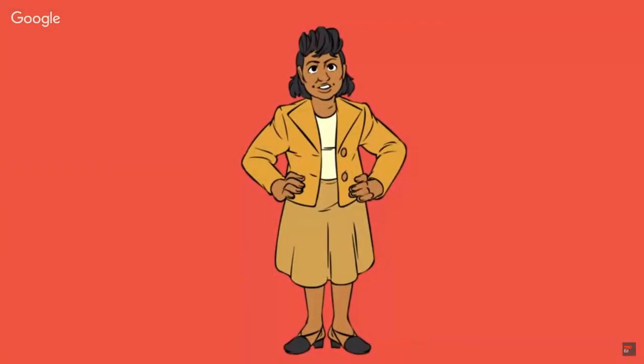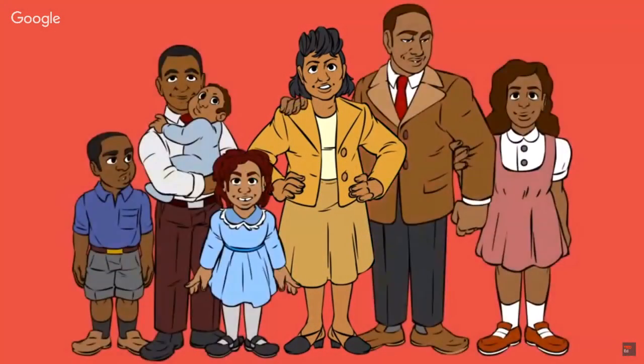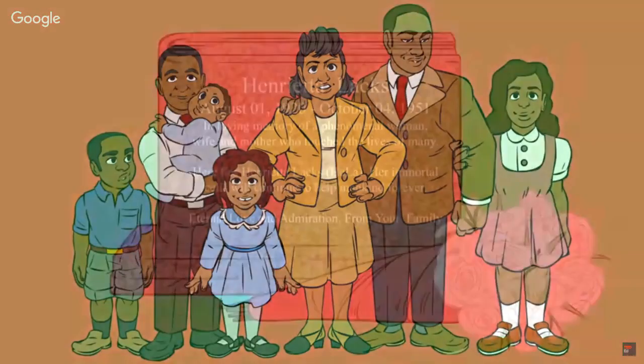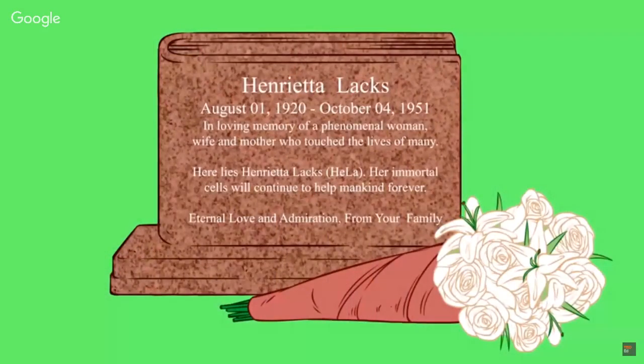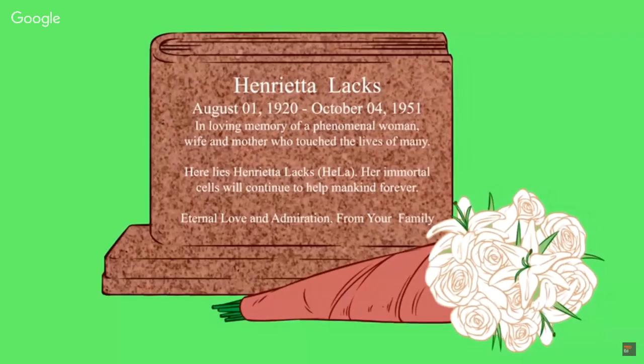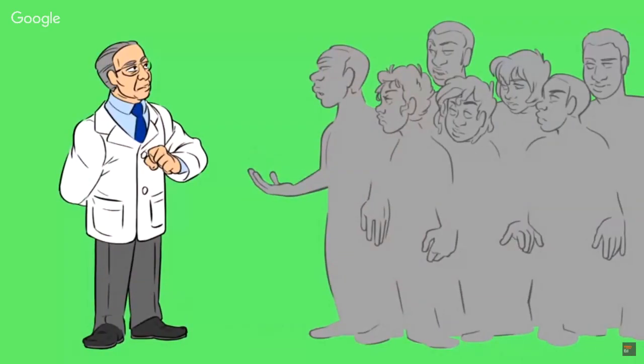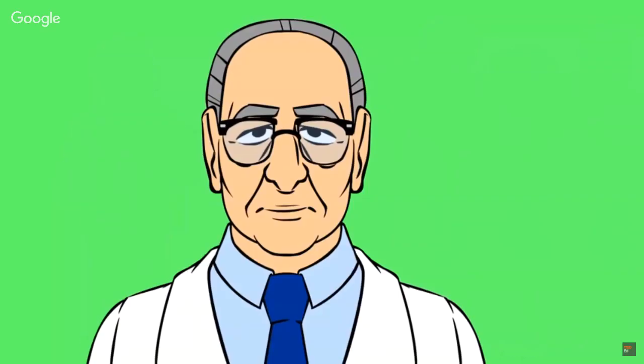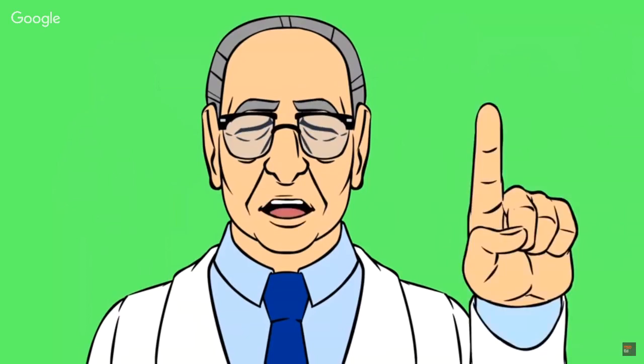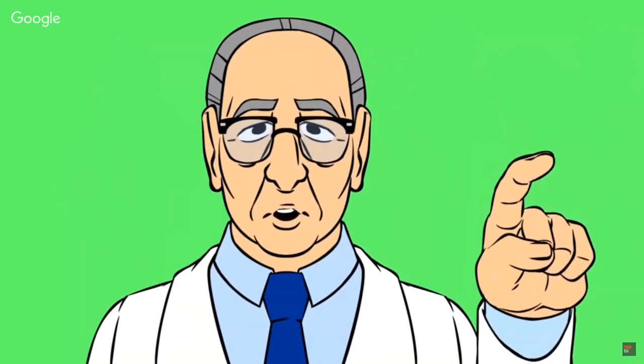Born on a tobacco farm in Virginia, she lived in Baltimore with her husband and 5 children. She died of aggressive cervical cancer a few months after her tumor's cells were harvested, and she never knew about them. So what's so special about the cells from Henrietta Lacks that lets them survive when other cell lines die? The short answer is, we don't entirely know.